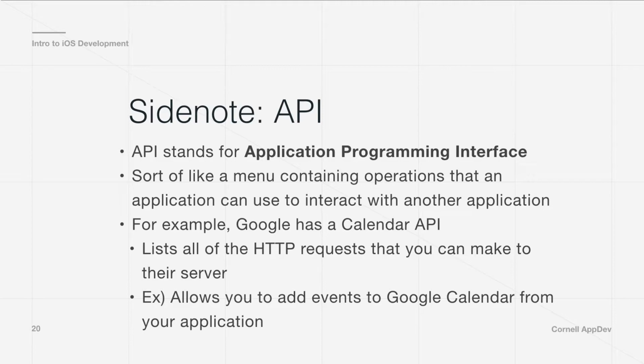So for example, if you're using Google Calendar, maybe you want to embed or get information from Google Calendar into your own app. You can look up their Calendar API and it'll list all of the HTTP requests you can make to their server and what kinds of responses you'll get back. And then, for example, this might allow you to add events to Google Calendar from your own application.